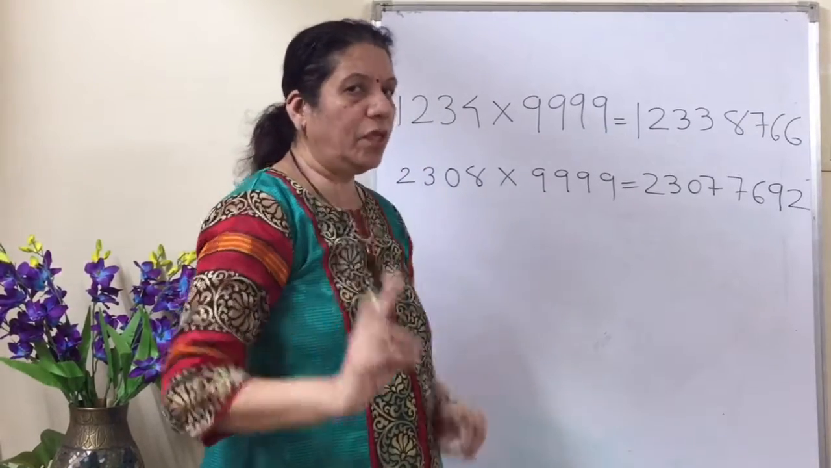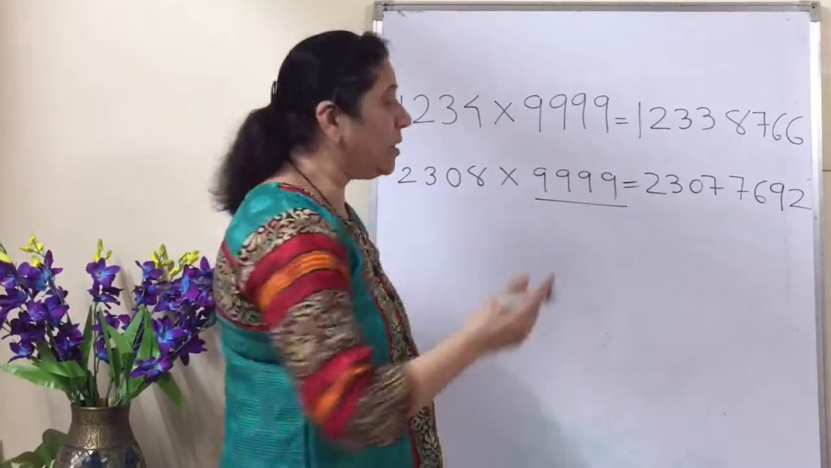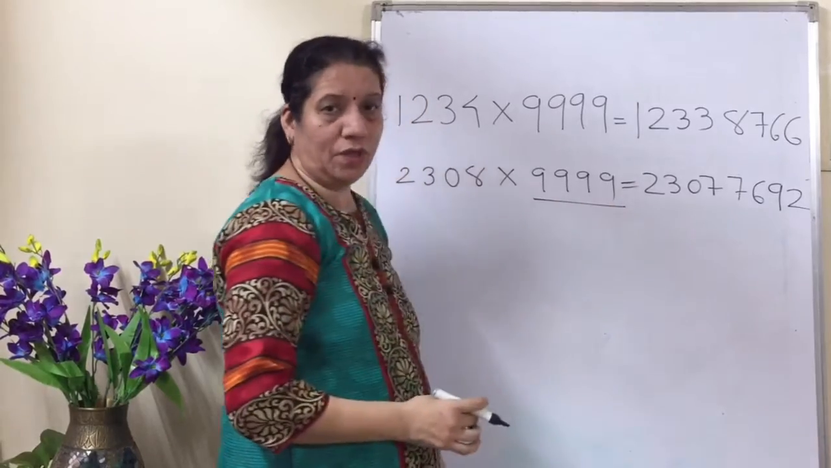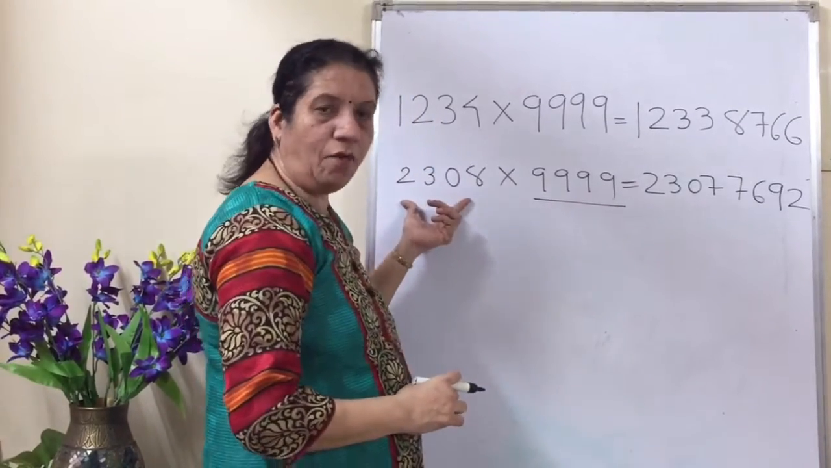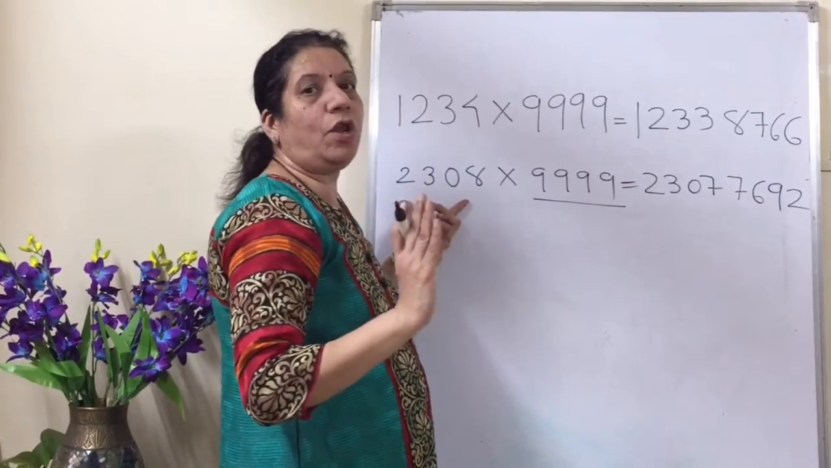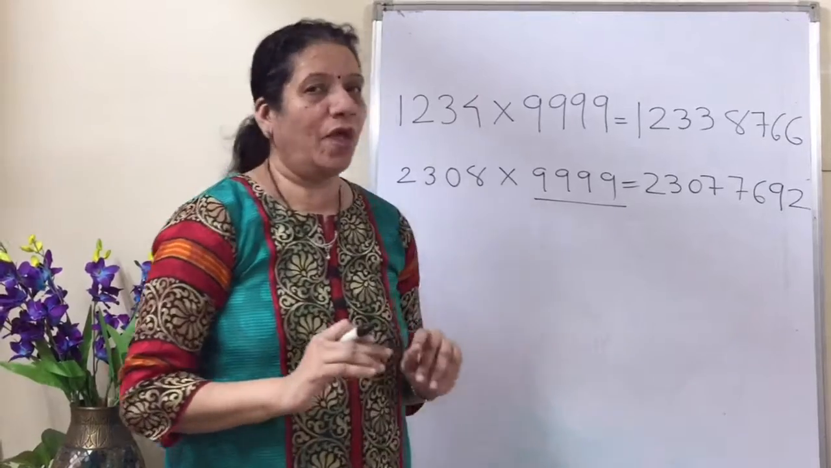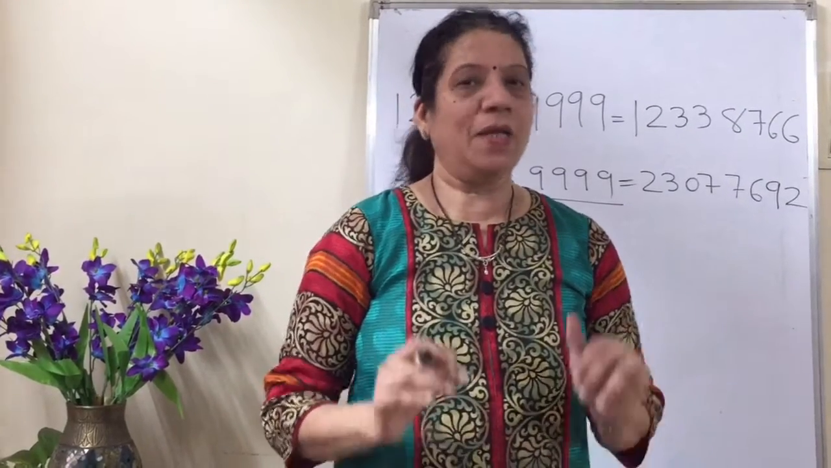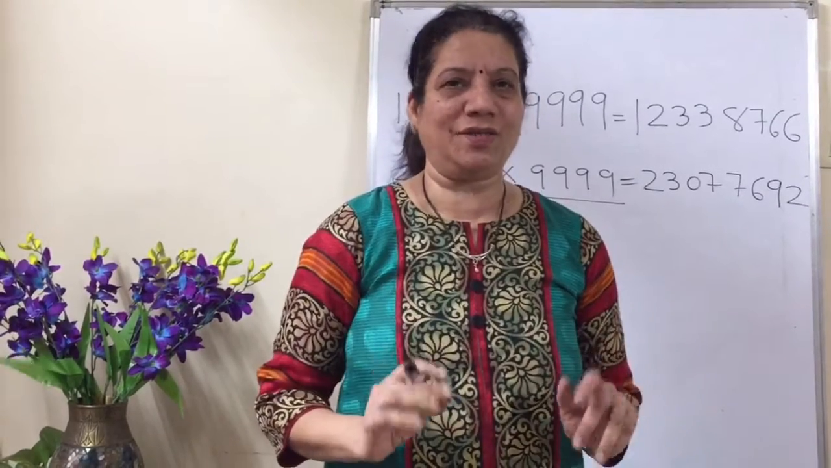Now only one thing you have to remember: when we are multiplying with four 9s or three 9s, the number of digits in the number should be less than or equal to the number of 9s. That means if we have four 9s, the number of digits here should be less than or equal to 4. Then you can find the multiplication very easily. I hope you have understood this properly. Please do practice, and this is going to help you a lot in your calculation. Thank you.